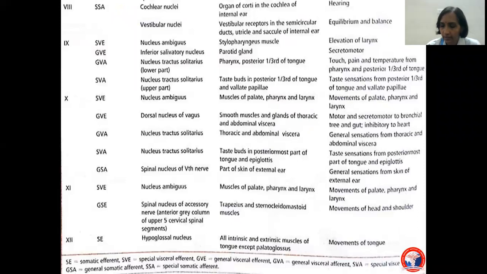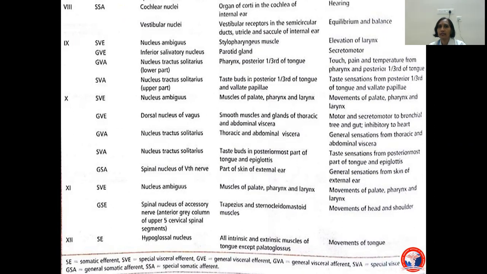Then the eighth cranial nerve, that is the vestibulocochlear nerve. This nerve has only the sensory component, and this component is special somatic afferent. It receives the hearing sensation from the cochlea of the inner ear, relaying into the cochlear nucleus, and equilibrium and balance through the vestibular receptors of the semicircular ducts, utricle and saccule of the internal ear, relaying into the vestibular nuclei.